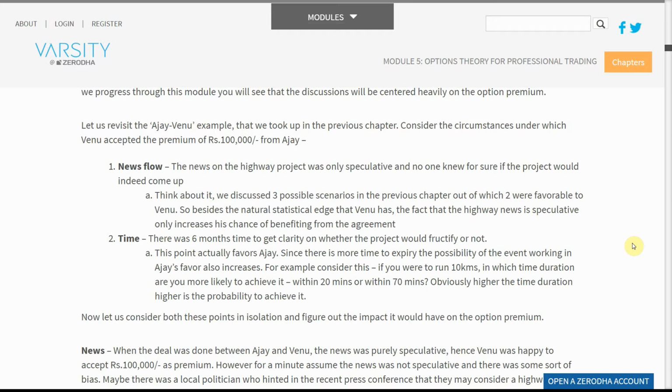Time. There was 6 months' time to get clarity on whether the project would fructify or not. This point actually favors Ajay. Since there is more time to expiry, the possibility of the event working in Ajay's favor also increases. For example, consider this: if you were to run 10 kms, in which time duration are you more likely to achieve it, within 20 minutes or within 70 minutes? Obviously, the higher the time duration, the higher is the probability to achieve it.